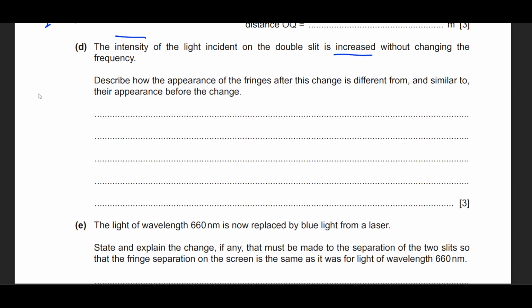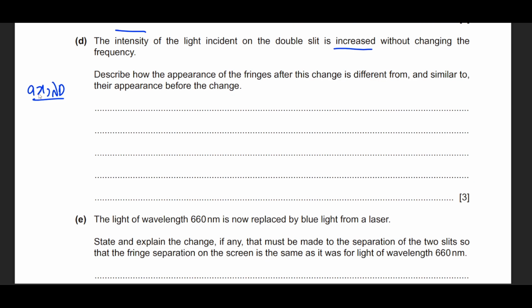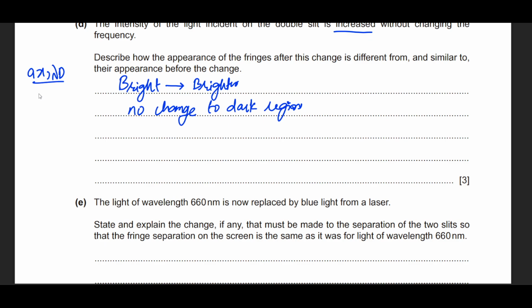There will be no physical change in the distances. There will be no physical change in A, X, lambda, or D. Nothing is going to change. The only thing that's going to change is the brightness observed on the screen. So the bright spots, the constructive interference, become brighter, and there is no change to the dark regions, because they were already destructive interference. They were already destroying each other. So what is beyond even more destruction? They're already zero, so there is nothing more to the dark band. And of course, there is no change to the fringe separation, that is X.